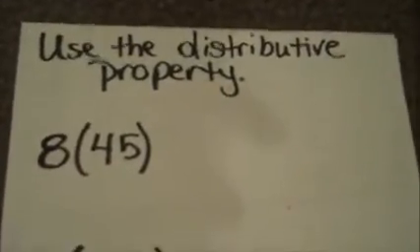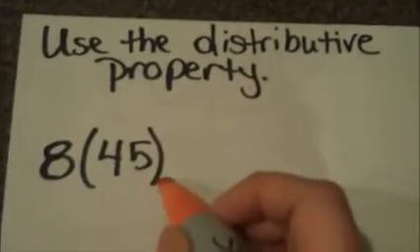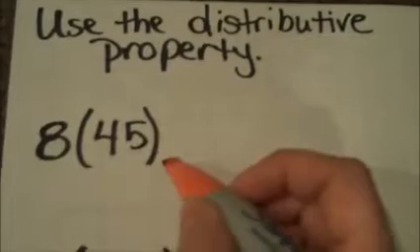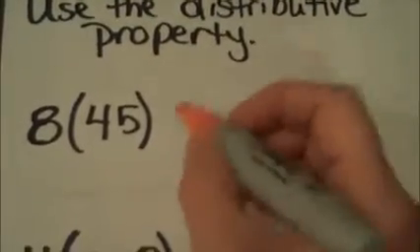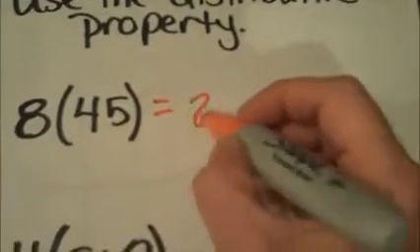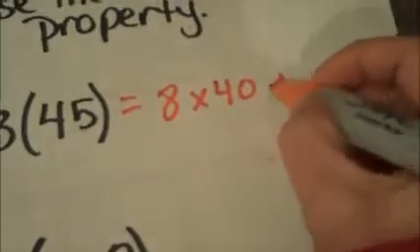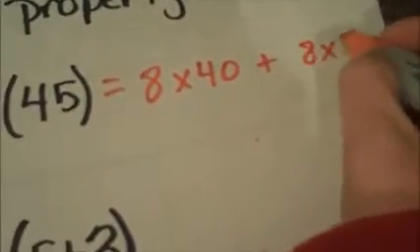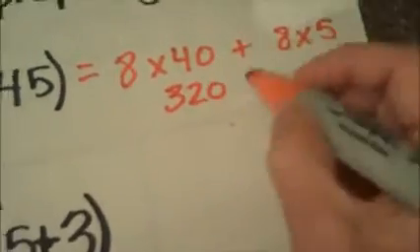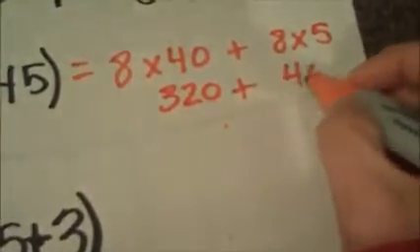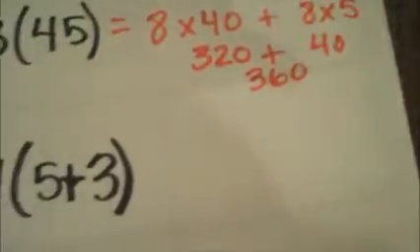Using the distributive property, there will be a section on your test where you'll be expected to tell the answer to 8 times 45 using the distributive property. That doesn't mean I want you to multiply 45 times 8. It means I want you to show me that you know 8 times 45 can be solved by doing 8 times 40 plus 8 times 5. 8 times 40 is 320, and 8 times 5 is 40, and 320 plus 40 is 360.